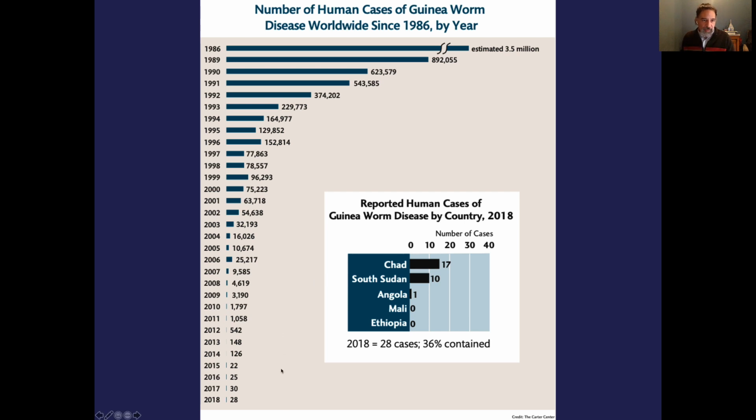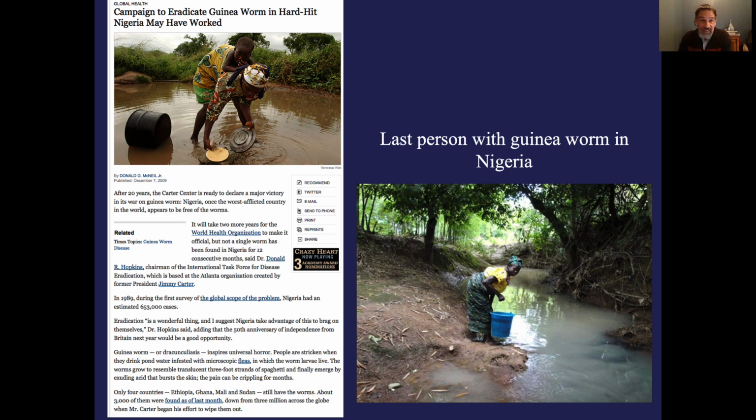In order to be able to provide these numbers, you need to be doing surveillance activities even when there are no cases occurring, so that you can make sure that there is no longer any transmission happening. But I was very excited to see this report in the New York Times, 10 years ago now, that showed the last known person to have Guinea worm in Nigeria. It was quite a lot of work to get to this place, but it's a very big deal to have come that far in the country.